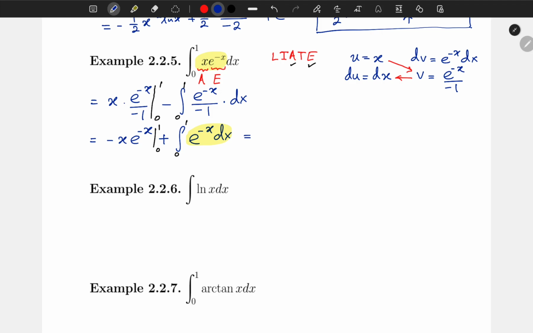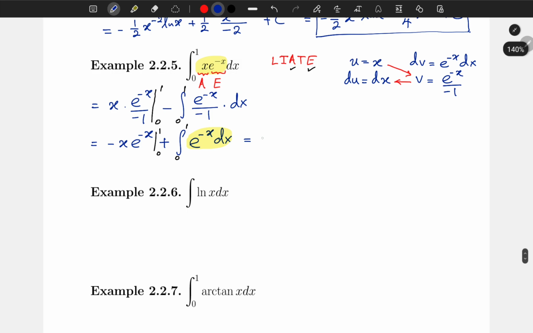Okay, let's evaluate it. When you plug in 1, you get negative e to the negative 1. When you plug in 0, you get 0, that's from the first term, plus, now the integral of e to the negative x is again e to the negative x over negative 1, evaluated at 0 and 1.